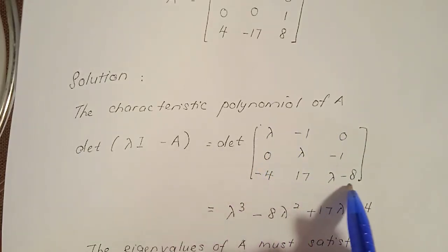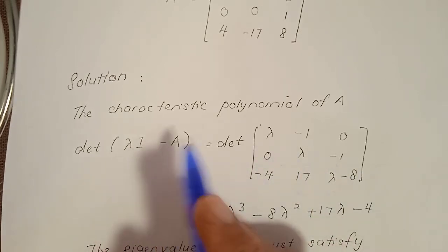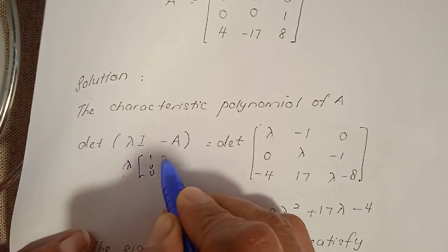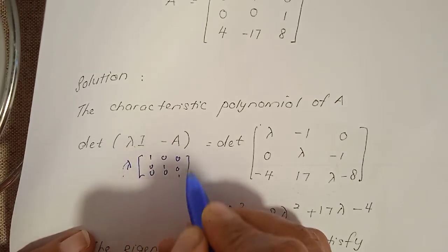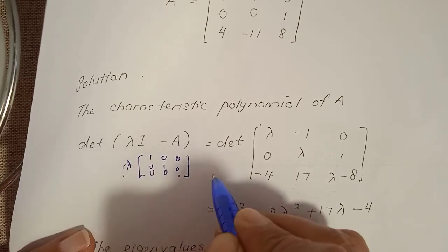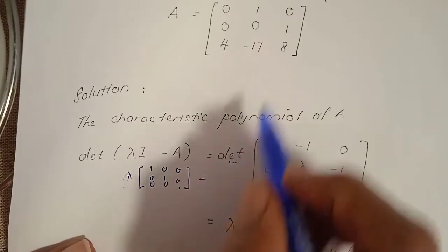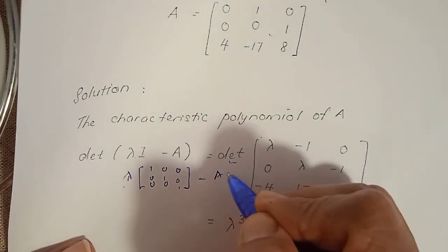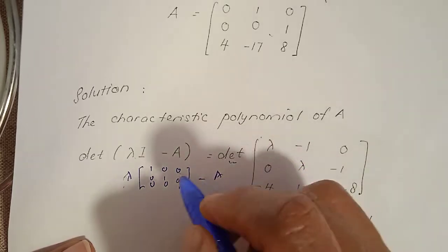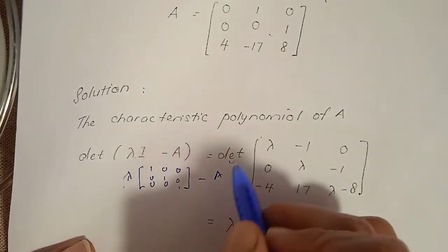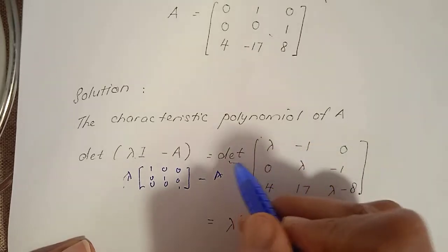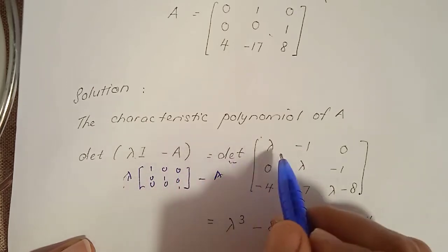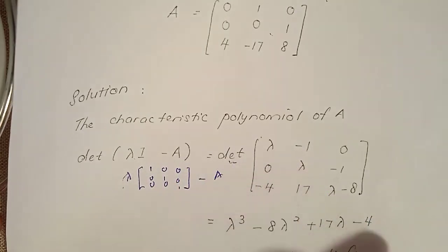We obtain this matrix. Lambda times identity is 1 0 0, 0 1 0, 0 0 1. Okay, this is lambda times identity, and then minus matrix A. Matrix A is this one. Minus matrix A, and then we obtain this matrix. Then find the determinant of this matrix, the determinant of lambda identity minus A. You are having this one.